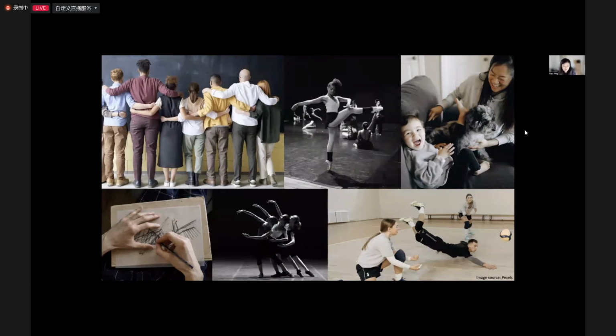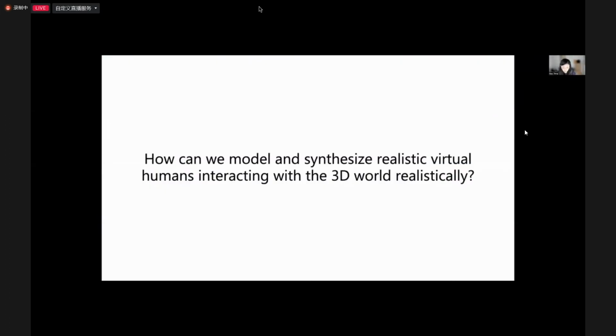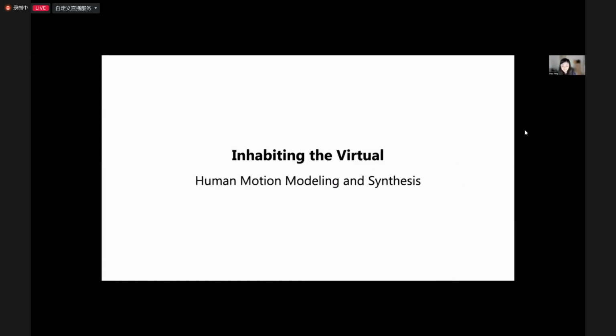There are several reasons. For instance, as shown in these examples, humans have different shapes and various clothing, and our bodies are highly articulated. Humans also interact with the 3D environment and each other in many different ways. Therefore, one of the research questions we are trying to solve in my group is how to model and synthesize realistic virtual humans interacting with the 3D world realistically in a scalable and efficient manner. That brings us to the main topic of this talk, human motion modeling and synthesis. I will present the latest works from my group and give you an example of how we use our generative motion models to inhabit a virtual village.